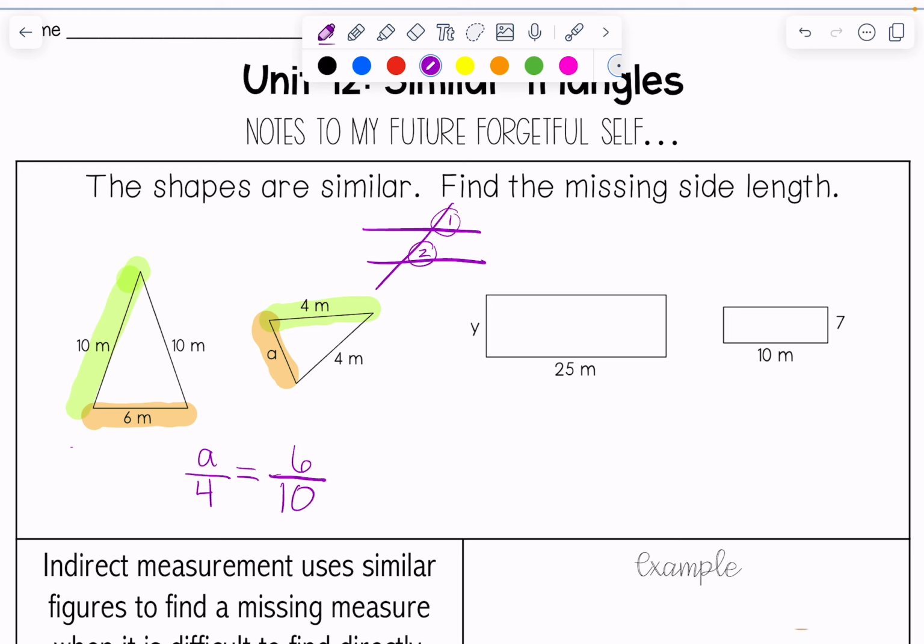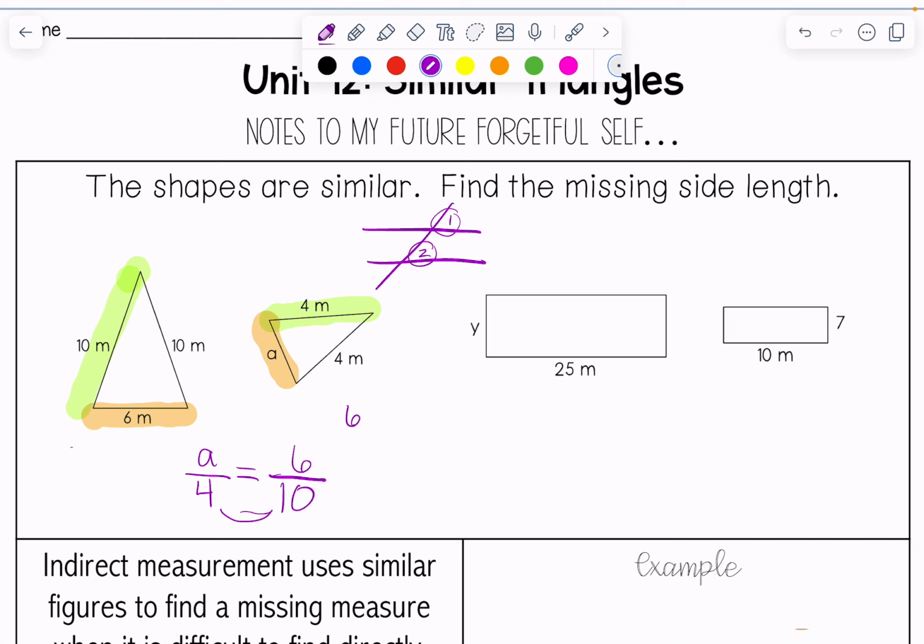So when I have a proportion set up, then I just need to solve my proportion. There's a variety of strategies you can use to solve proportions. You can look for a relationship between two numbers. You can use cross products to solve. For example, on this one, the cross product method will always work.